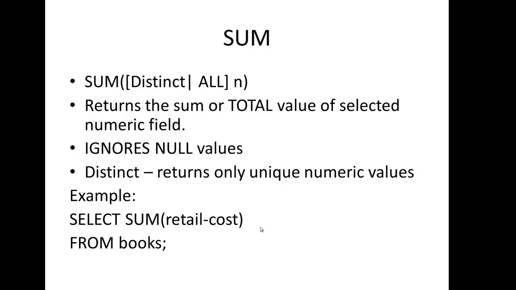Here's an example. Select the sum, left paren, the field called retail, a minus sign, and the word cost, which is also a field. And using the sum function, we're working from the books table.